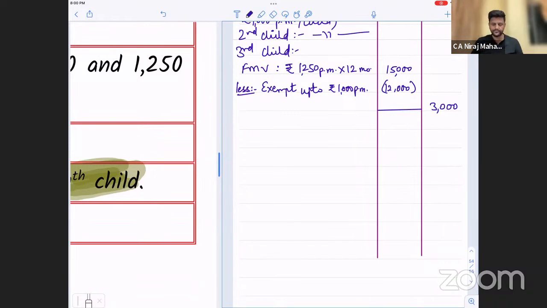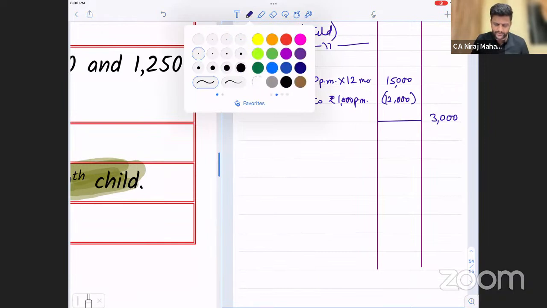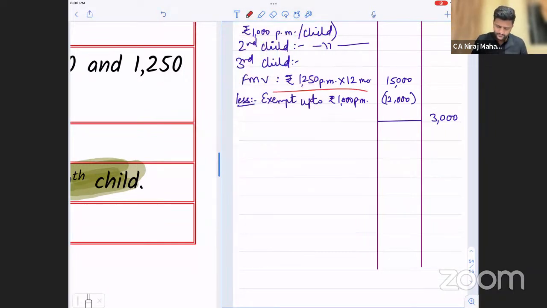For child number 3, let me be very clear. Something very important about this, okay? The wording used in the law is: if the fair market value is up to rupees 1,000 per month per child, then the perquisite need not be considered.